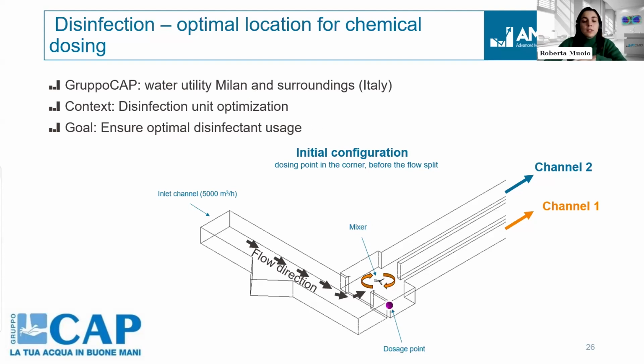the chemical. So this is the one that you see here on the bottom, the initial configuration of the disinfection unit: this inlet channel where the flow enters in this direction, and then there is an L-shaped configuration with a mixer before the flow splits in these two channels, channel 1 and channel 2. In their current or initial configuration, the dosing point was located here in this corner, in this purple dot. And there we wanted to see if that was an optimal location already, or we could optimize the dosing point.